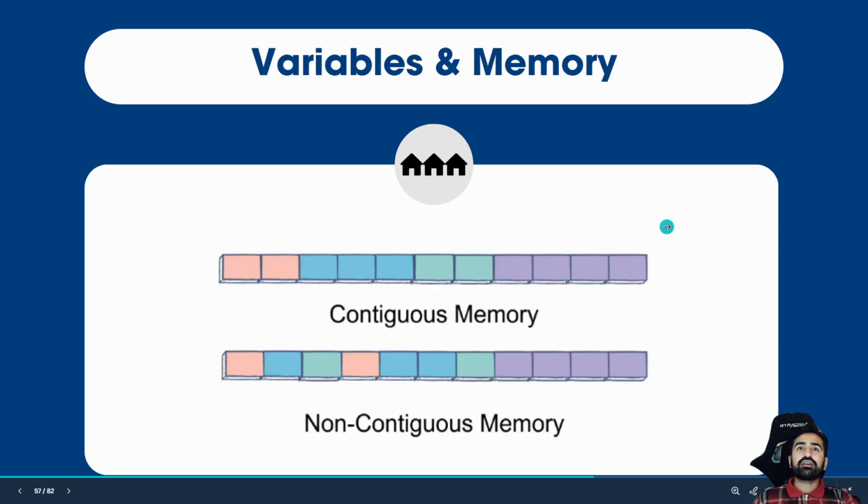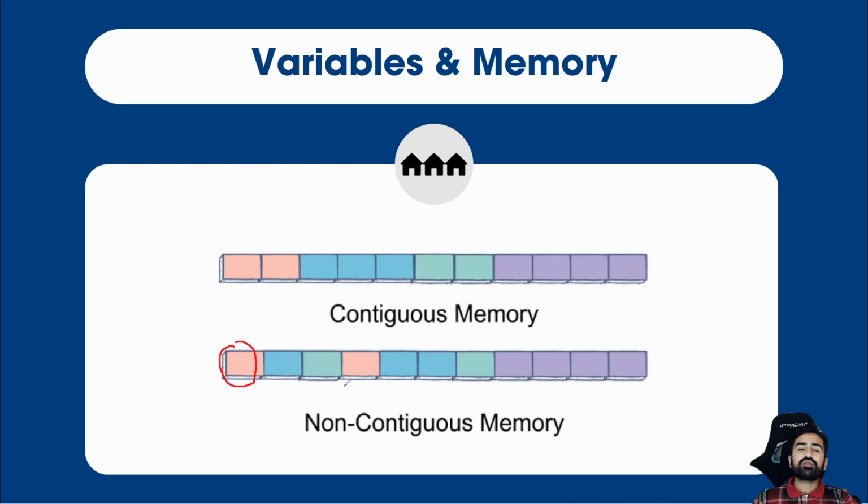Let's look at a little image right here, right? So we have non-contiguous. So score1 might be stored here. Score2 might be stored here. Maybe we have a variable called input might be stored here. And then another one called output will be here. So it's kind of just all over the place. That's how variables are stored in memory.